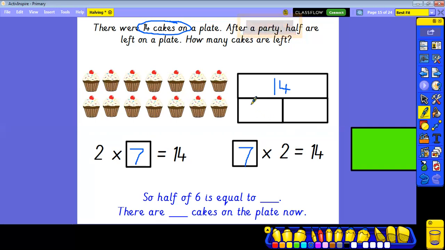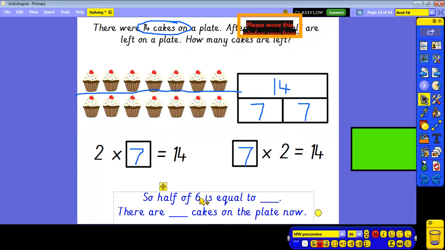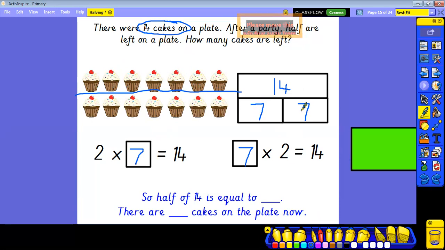So that must mean here that one of them is a 7 and the other one is also a 7. I've got 7 2 times or 2 groups of 7. And we can see that over here, 1, 2, 3, 4, 5, 6, 7. I can split them in half and I'll have 7 here and 7 here. So half of 14 is equal to 7. There are 7 cakes on the plate now.